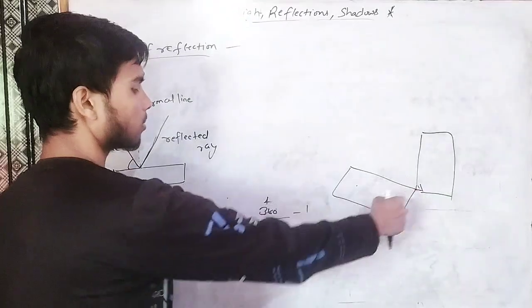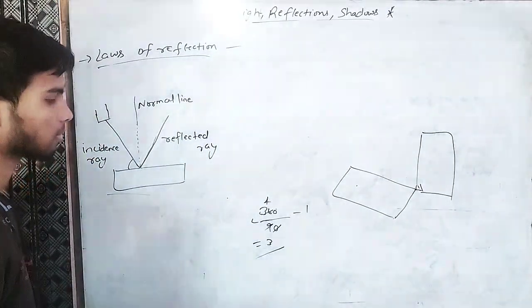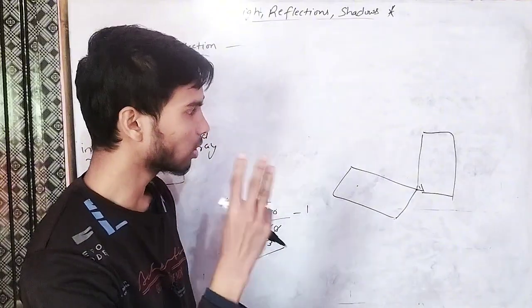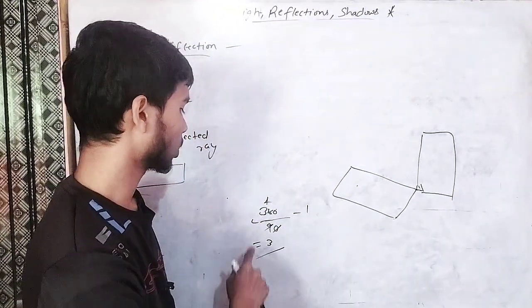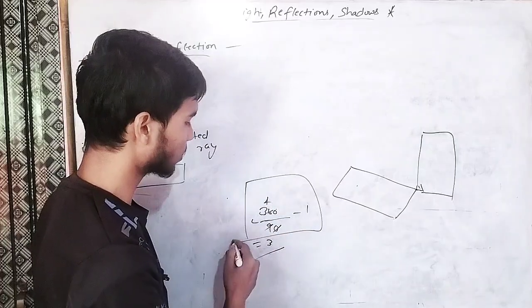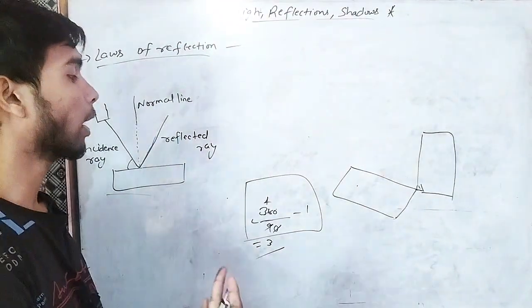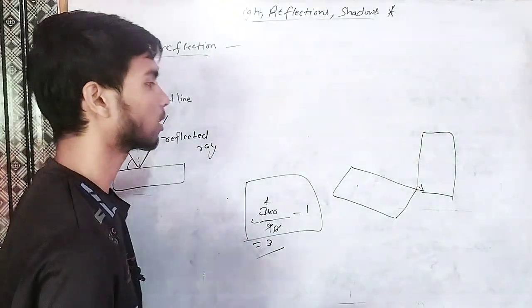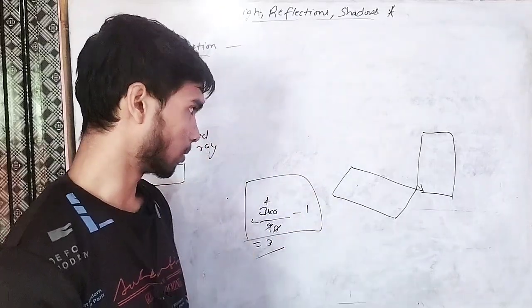If the angle of the mirrors is 90 degrees, then we can see three images inside these mirrors. So this is a formula to calculate how many images will be formed with multiple mirrors.